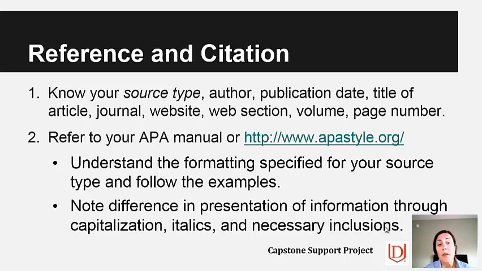Most importantly, you need to know your source type. What kind of information are you using? Is it from a website? Is it a journal article from a website, or is it a Wikipedia article? They're cited differently. Is it a government website, or is it a book you used? Is it a government pamphlet or a government website? Who is the author? What is the publication date? What is the title of the article, the journal? Where did it come from? You need to have all of that information in order to write the reference citation.